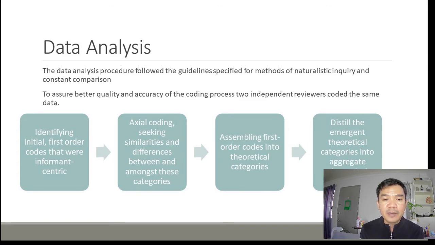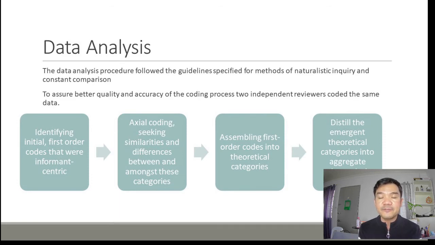To assure better quality and accuracy of the coding process, two independent reviewers coded the same data, and then they combined their results. First is identifying initial first-order codes that were informant-centric. That means the transcript of the interview was coded or labeled to identify the appropriate term or theme that might be derived from the interview. Second, they do the actual coding, seeking similarities and differences among the categories. This is also done through constant comparison.